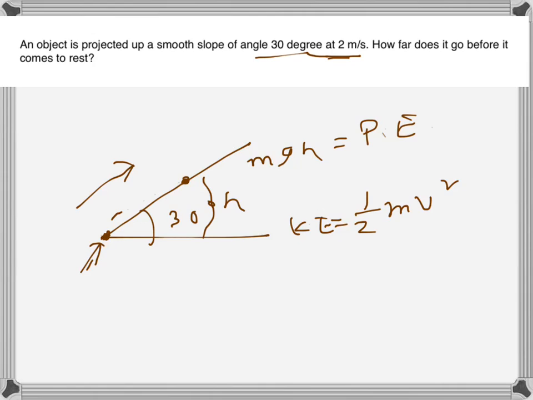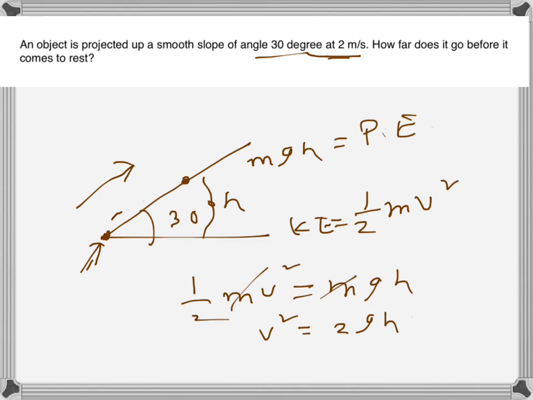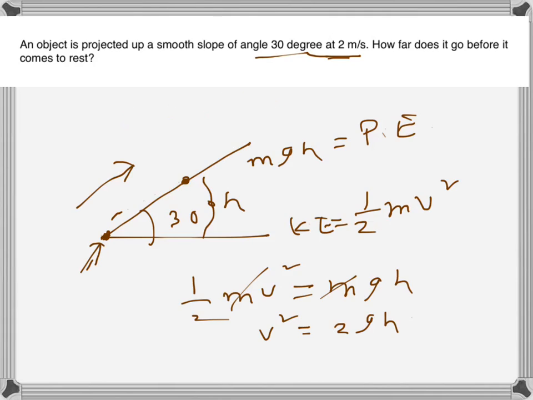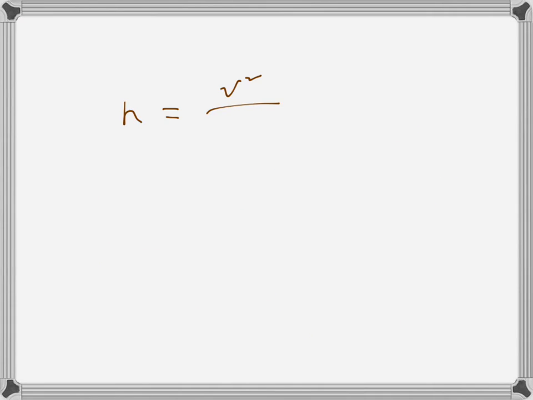So when its kinetic energy has been totally converted to potential energy, half mv squared is equal to mgh. We don't know the value of the mass, we don't actually need it. So v squared is equal to 2gh, so h is v squared over 2g. Here v squared is 4 and 2g is 9.8, in meters.